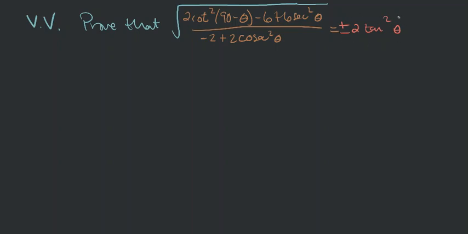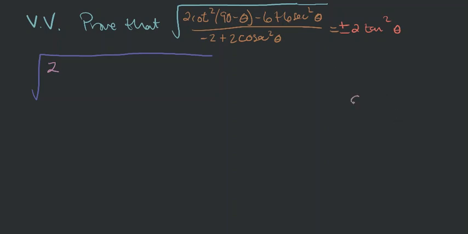Well, let's leave this side alone, and let's try to see if we can turn this orange and blue thing into plus or minus 2 tan theta. So first of all, let's just put this guy up here. And we're going to start with our 2 and just put him down there. Now we have cotangent squared of 90 minus theta.